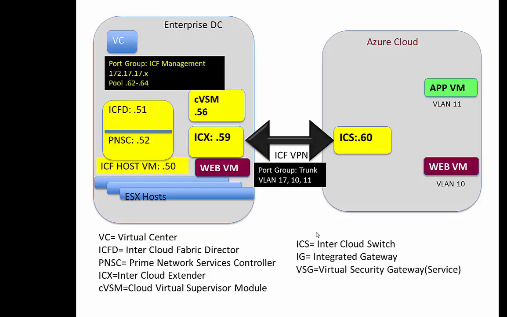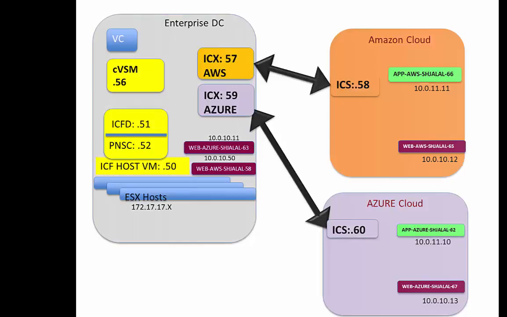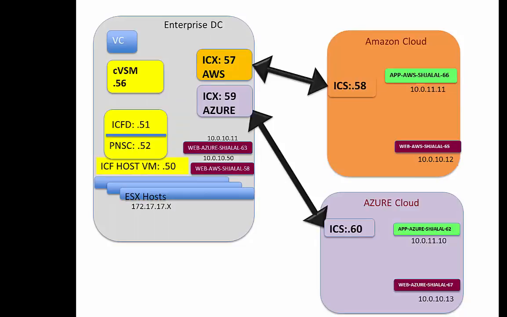So we have one VM which is app VM in VLAN 11, web VM in VLAN 10 in the cloud, and we have moved one web VM to the enterprise data center in our vCenter. So this is the status. If we want to make both in one slide, it should be something like that. And I'm more specific now to the IP addresses and VM name.